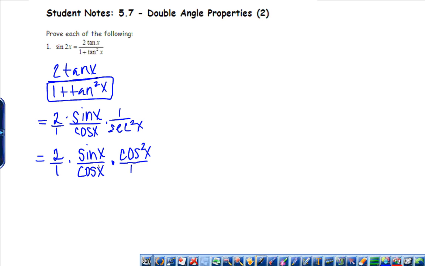I can actually take out one of my cosines. So this leaves me with a 2. I've got a sine here. And I now have a cosine, and I have nothing on bottom. And that looks like we're done. This is equivalent to what I needed. I needed my sine of 2x. And that should be our answer for our first proof. Okay, let's try our second one.